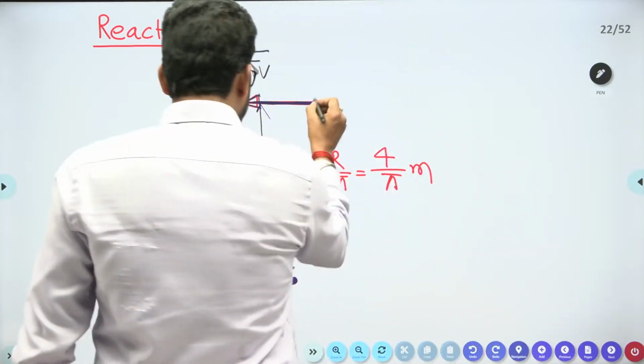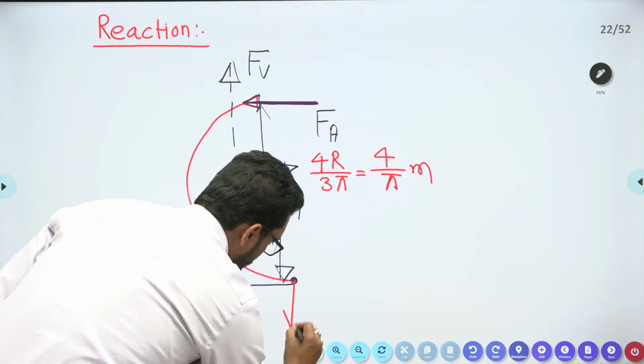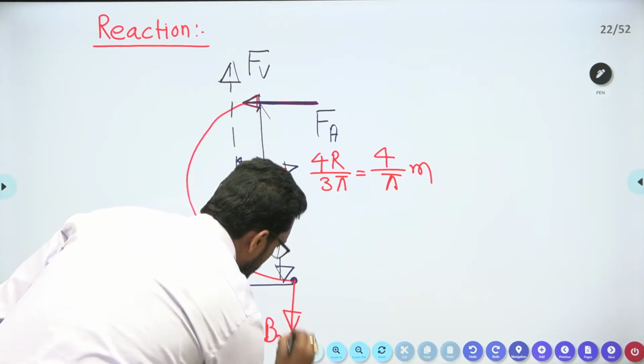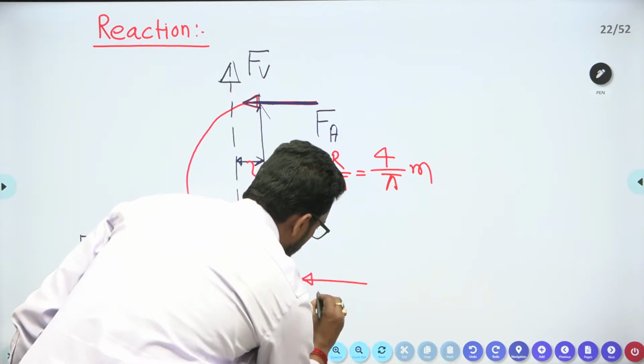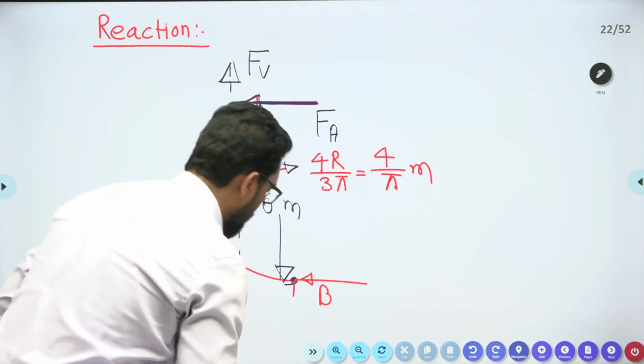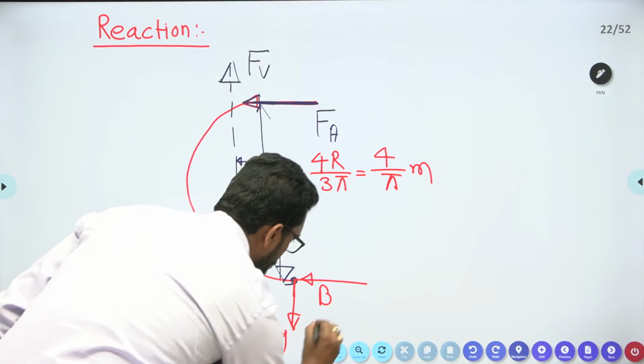Now there is a vertical force, so there is a reaction Bx. This is point number B. Bx, and this is your By, the Y direction, no problem. This is your By, and this is your Bx.